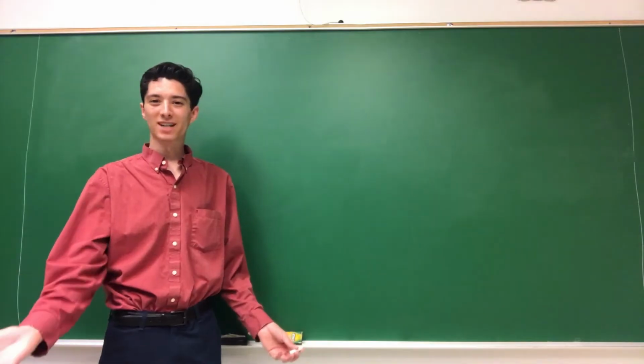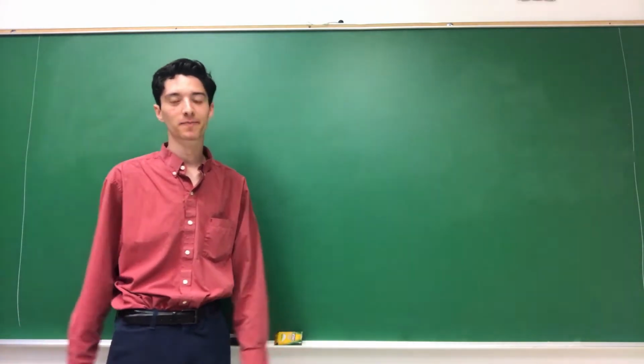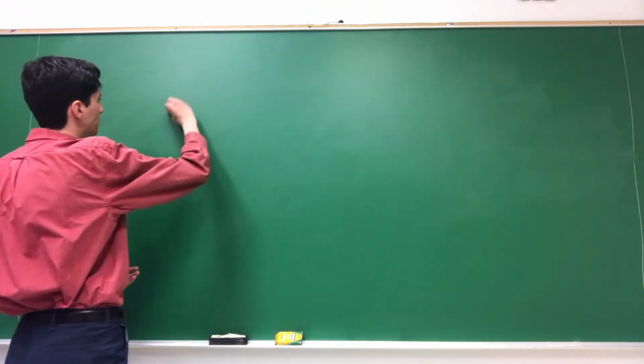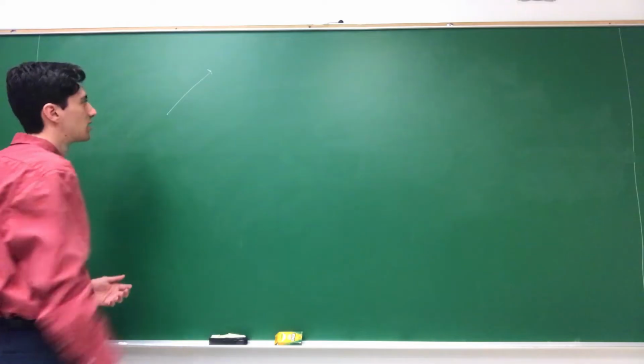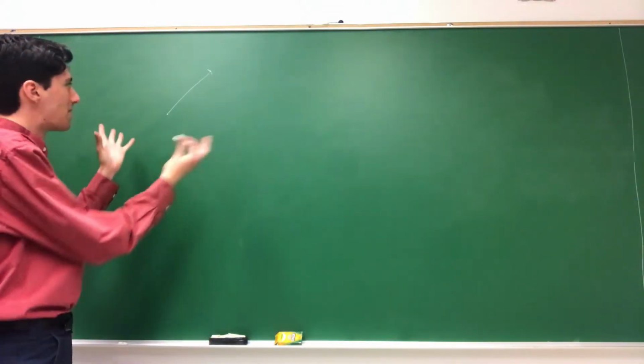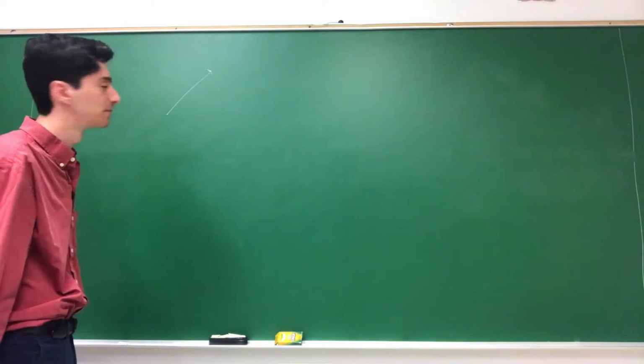We can think about a vector as something that has both a direction and a magnitude. We can demonstrate the direction by drawing an arrow, like this. So we have an arrow, and then we can ask ourselves, what is the magnitude of this arrow? What is the length of this arrow?